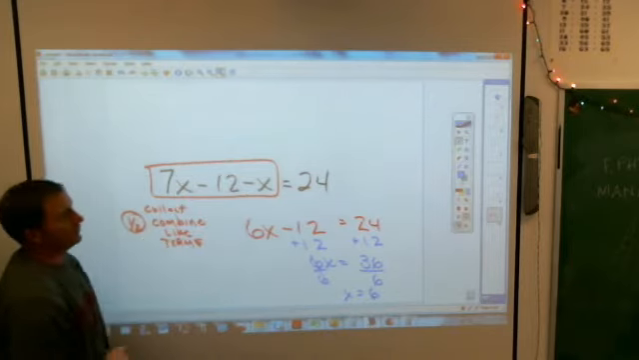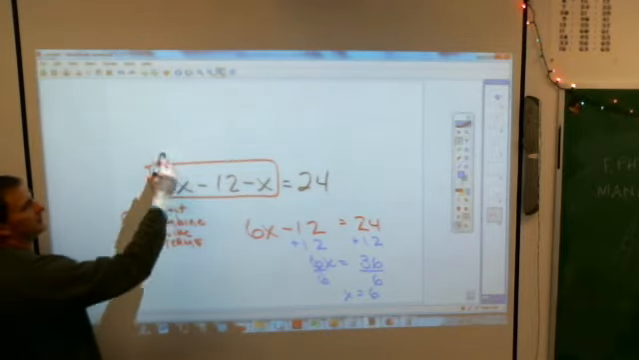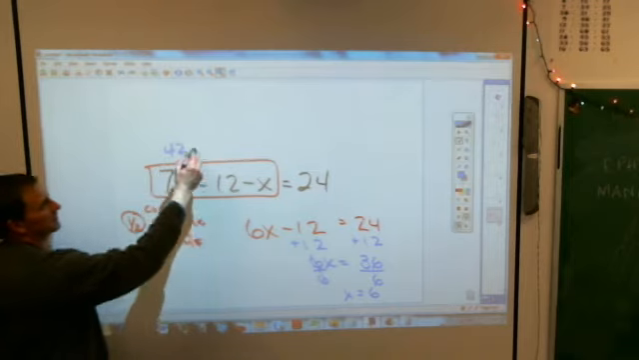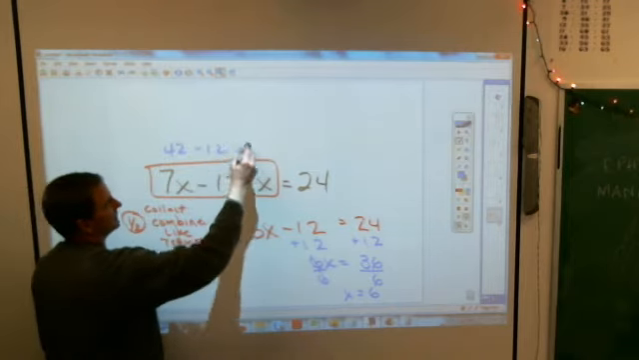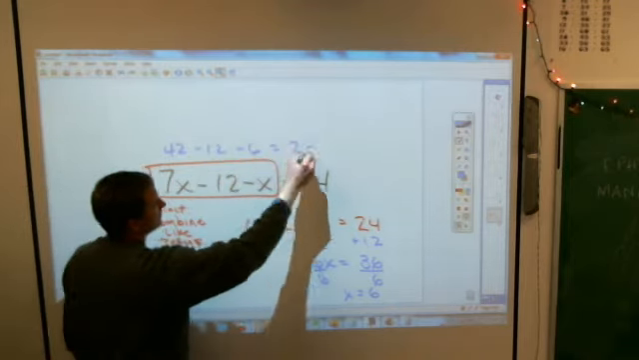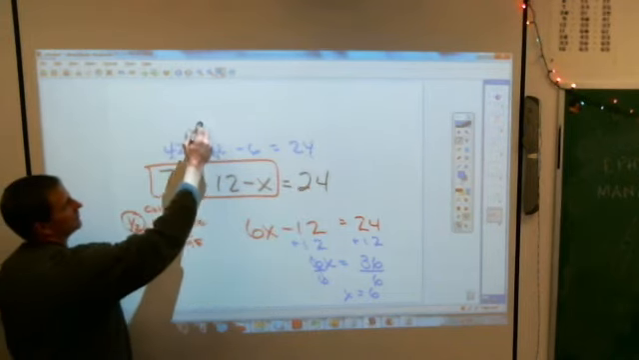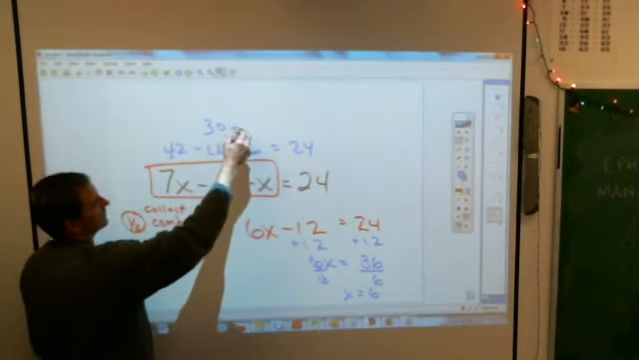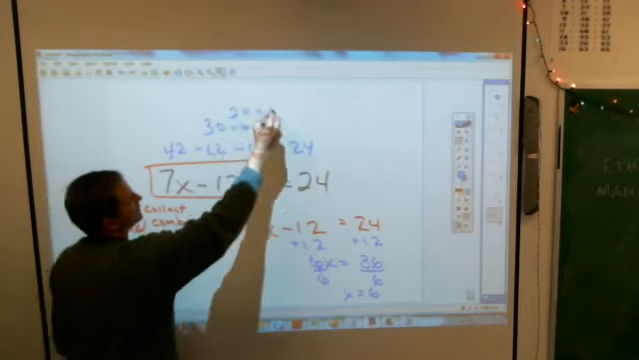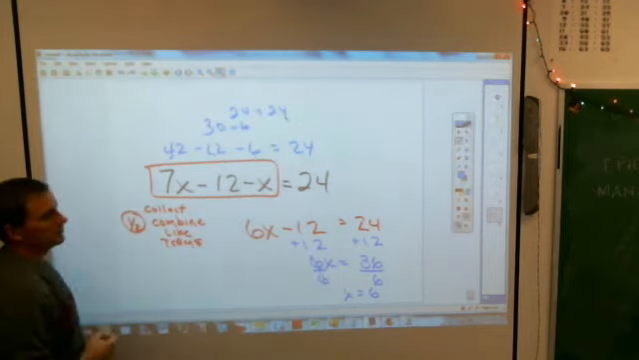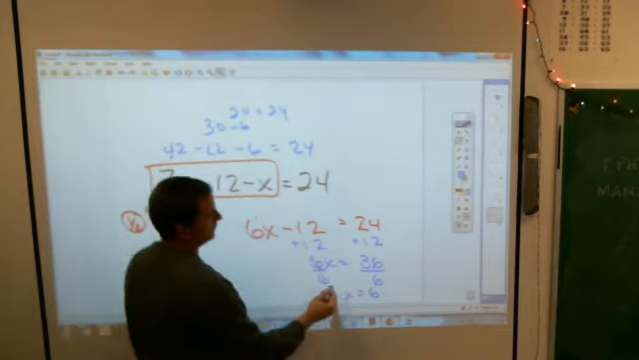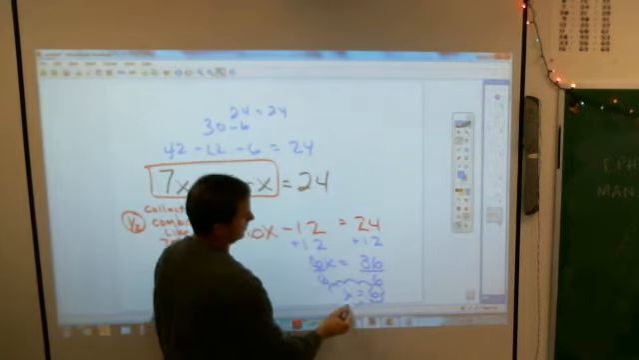And then we might as well see if this works. 7 times 6 is 42. Minus 12. Minus 6. Does that equal 24? 42 minus 12 is 30. 30 minus 6 is 24. 24 does equal 24. Each and every time we've done it.